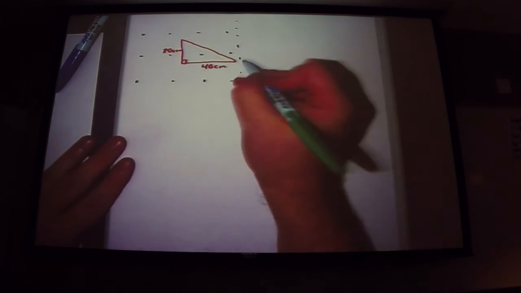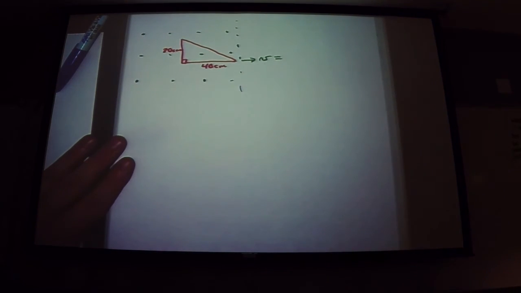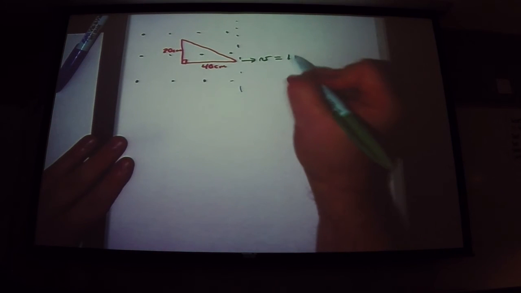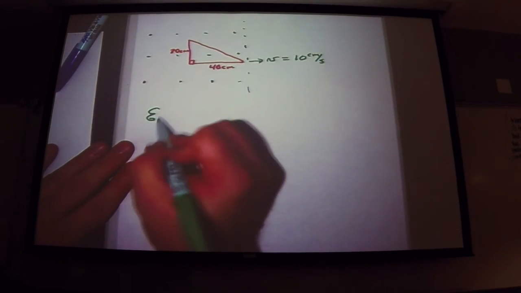And I'm going to pull this out of the magnetic field with a velocity of v equals 10 centimeters per second. Ta-da. And then for this question, I want to know what is the average induced EMF as I pull the loop out. As I pull the loop out, what is the average induced EMF?